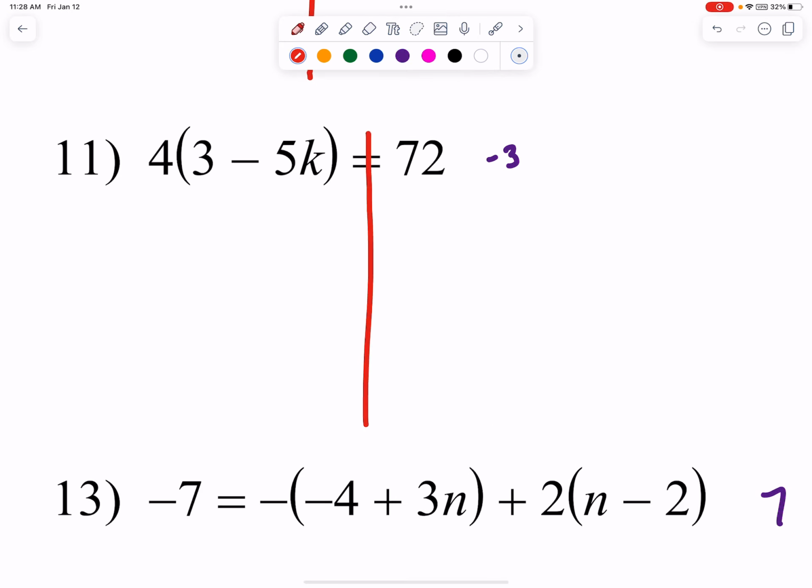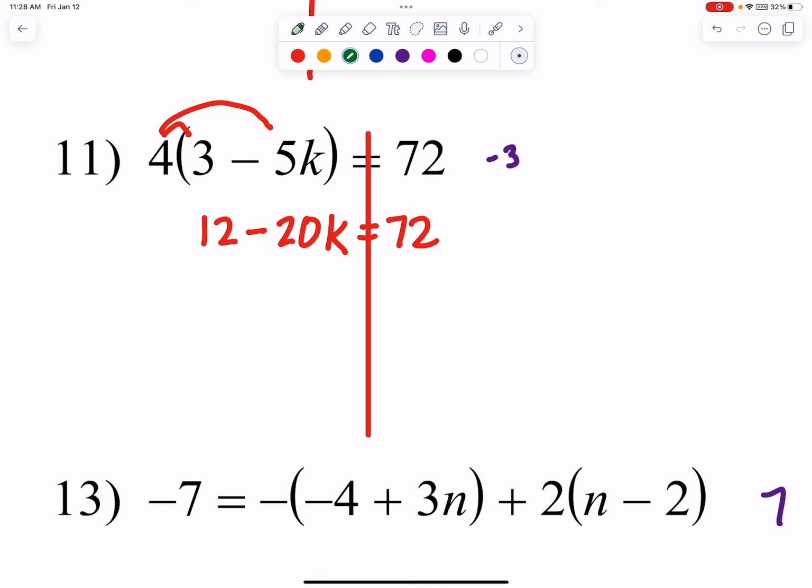If you need help with this one, take a look. First thing I see is I need to distribute this to get rid of the parentheses, okay, because it's sort of locking me up because I'm not allowed to touch anything in there. So we have a 12 minus 4 times negative 5 is negative 20. I already have the negative written, so negative 20k. Okay, or 4 times 5 is 20k, equals 72.